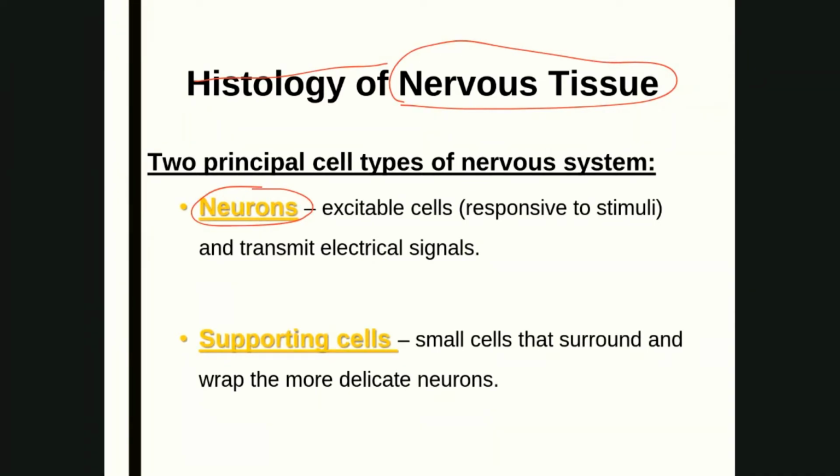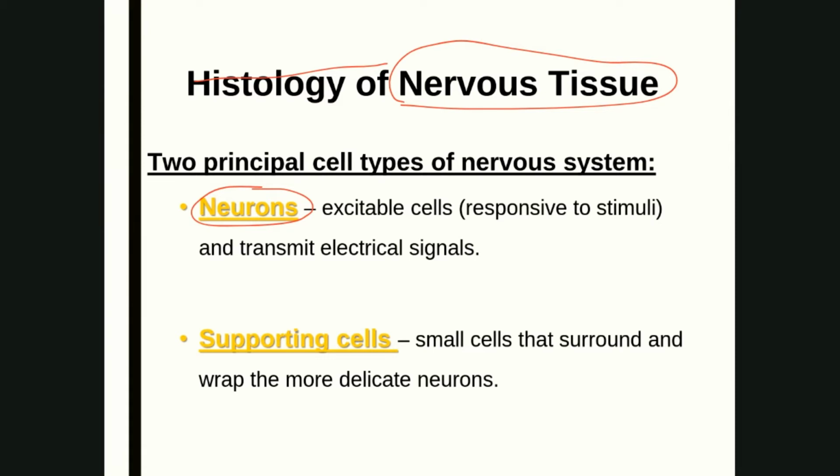If you look at the neurons, the whole brain, spinal cord, peripheral nerves, everywhere the neurons are distributed. But the neuron is the nervous cell that is conducting the electric impulse, action potentials.